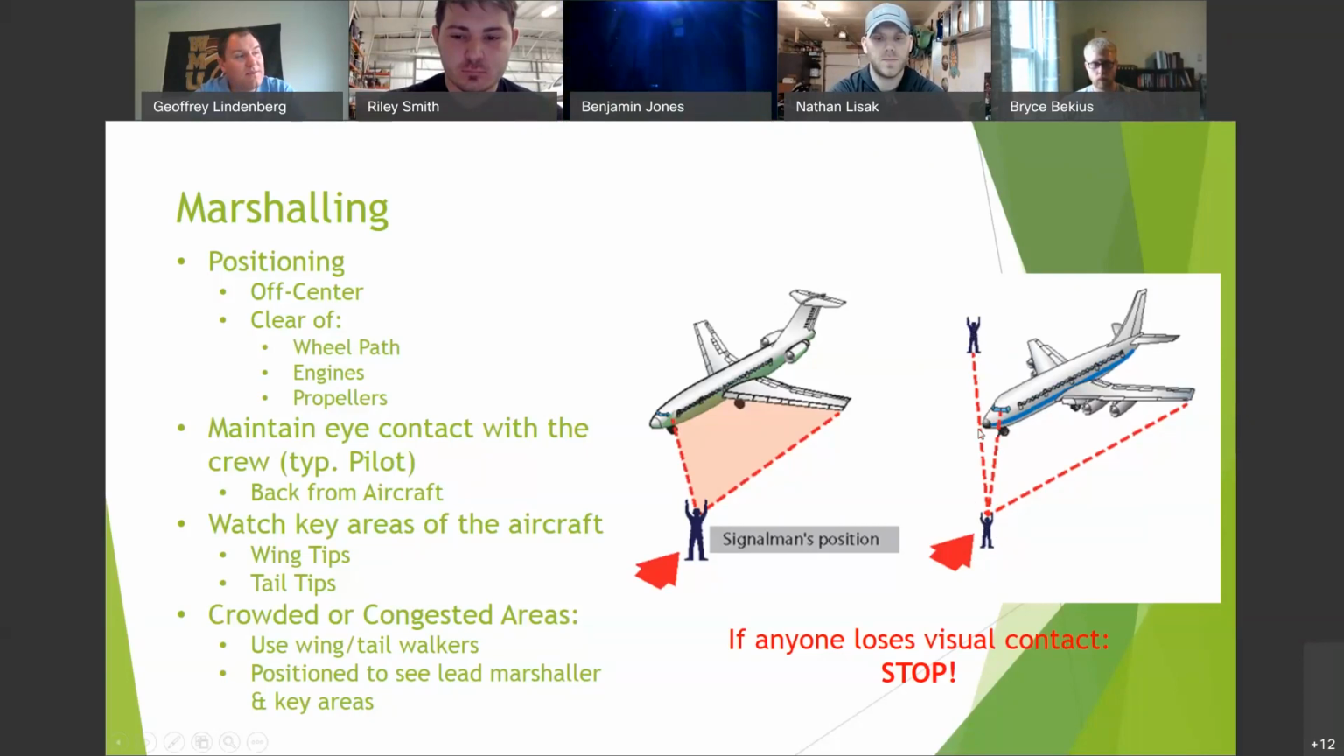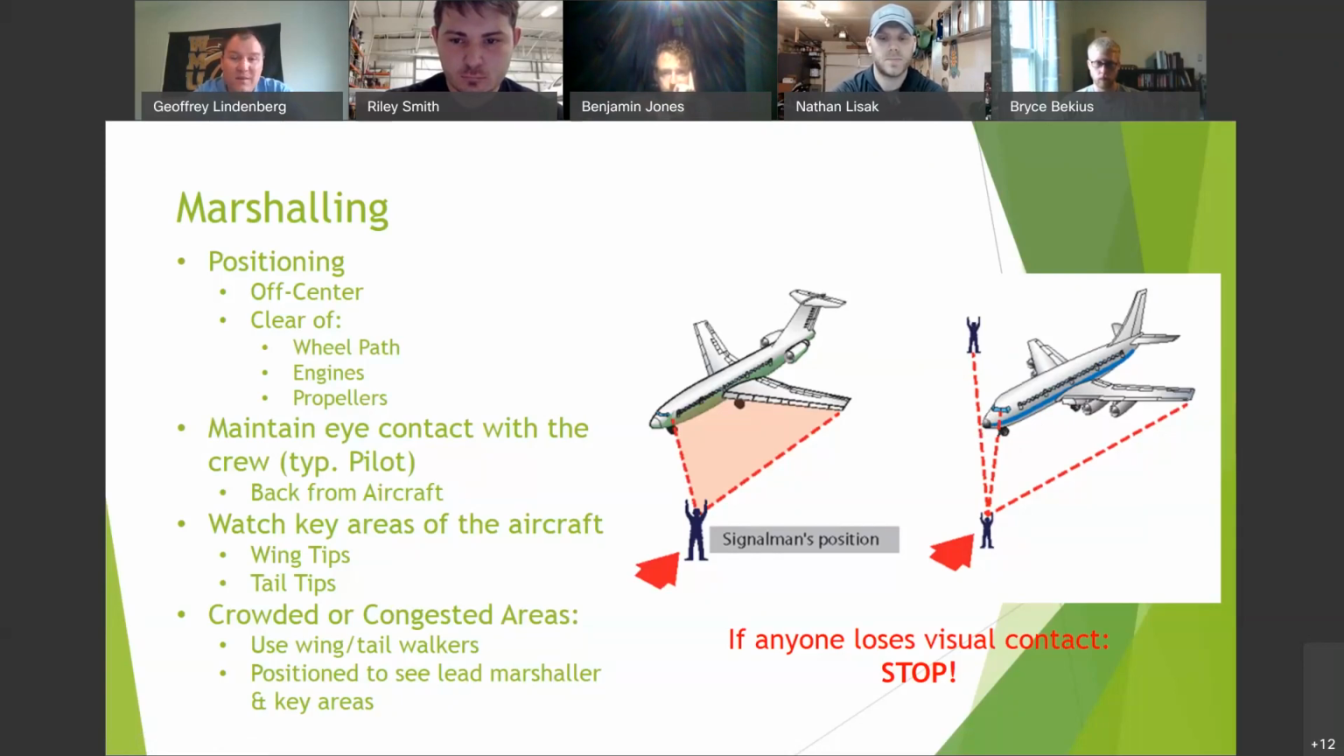Now, what that means is that there are times, especially if the aircraft starts to turn or as this airplane moves forward, that if the marshaller and the wing walker stayed in their current position, you would block the view of the person watching the wingtip. And so you have to be maintaining that eye contact.